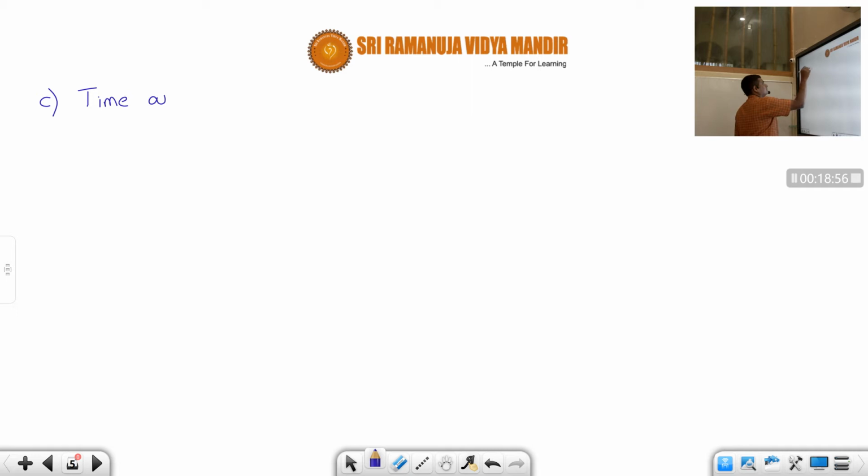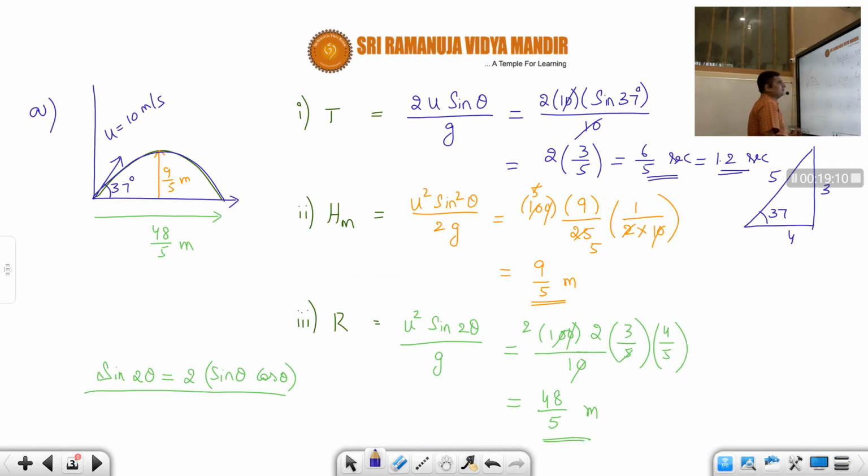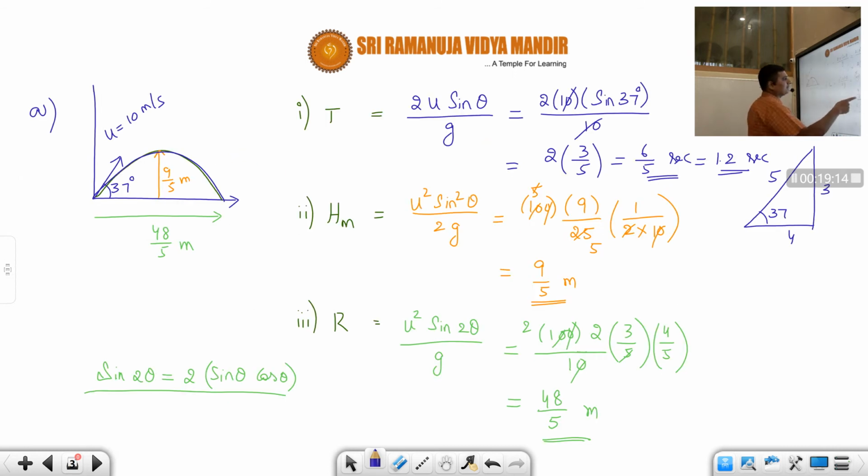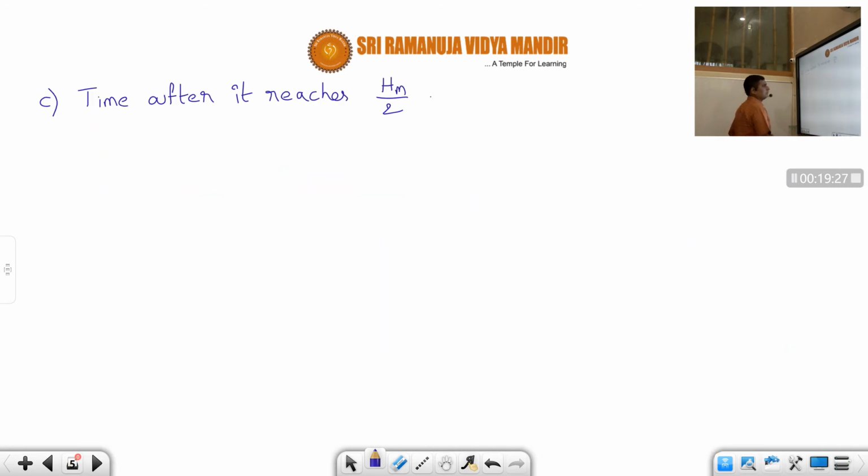Time after it reaches half of maximum height means hm by 2. Already we calculated hm. How much is the hm? 9 by 5 meters, already we have calculated. So half of it means how much? Half of it means 9 by 5 by 2. So that means how much? 9 by 10. Correct or not? 9 by 10. Okay. So anyway, let us see how to find out.